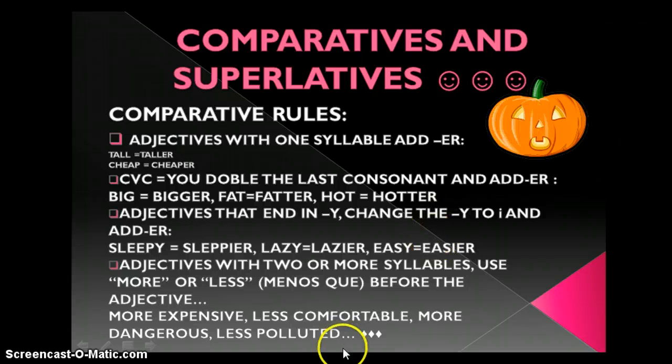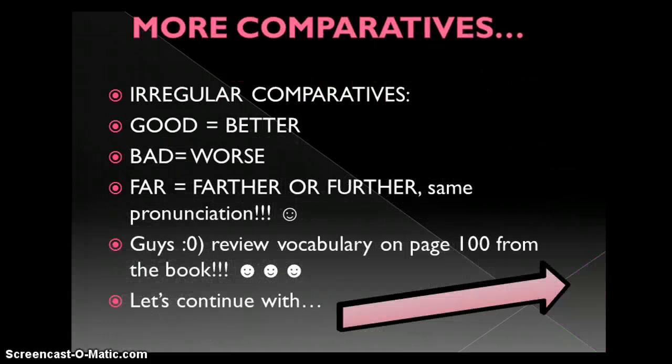This pumpkin, well, it was just an image that I really like. So we are going to continue with the next one, more comparatives, but now the irregular ones. There you have the most important examples. For my students, we are going to find some vocabulary review on page 100, you know what book I'm talking about. For the rest of my dear viewers, just omit it. It's just irregular comparatives and that's it. We are going to continue with the slideshow.